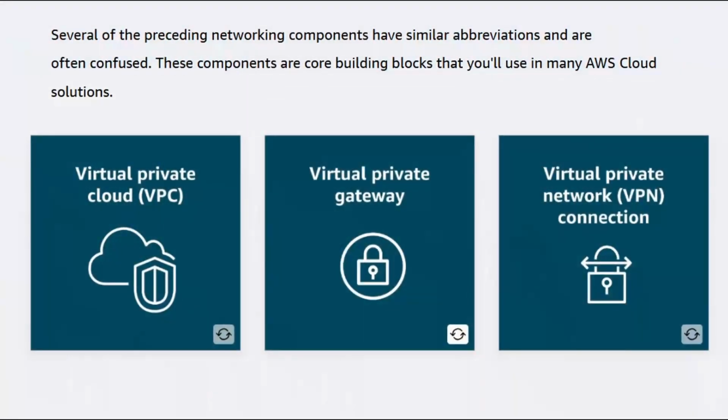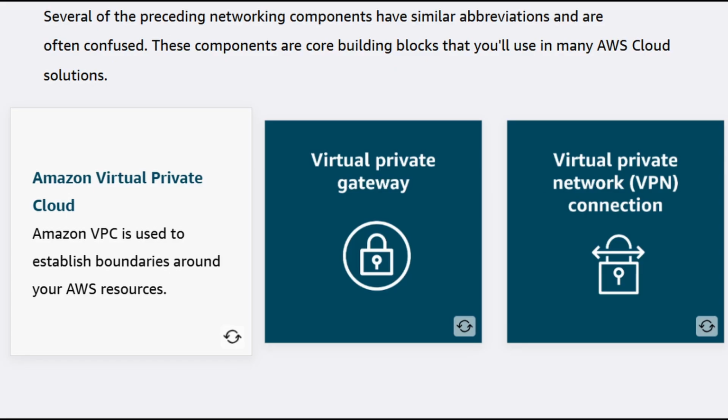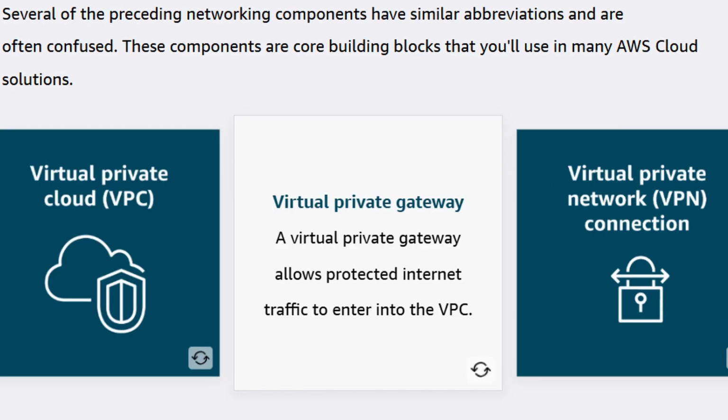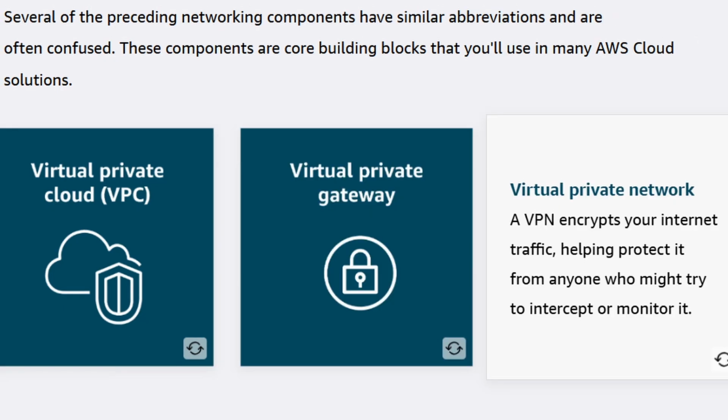Several of the preceding network components have similar abbreviations and are often confused. These components are core building blocks that we will use in many AWS cloud solutions. Let's simplify this. Amazon Virtual Private Cloud is used to establish boundaries around your AWS resources. A virtual private gateway allows protected internet traffic to enter into the VPC, and a virtual private network encrypts your internet traffic, helping protect it from anyone who might try to intercept or monitor it.